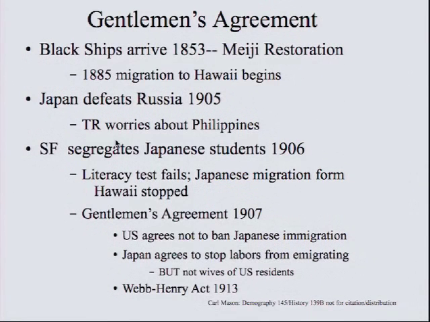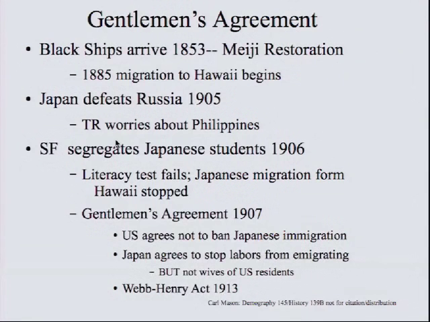The San Francisco School Board segregated Japanese students, and that triggered the failure of the literacy test and the provision to ban the Japanese migration from Hawaii, along with the Gentlemen's Agreement. What's crucial about the Gentlemen's Agreement was that it was not a treaty. It was simply a deal worked out between Roosevelt and the Japanese government at the time in which the U.S. agreed not to ban Japanese immigration, and Japan agreed to stop laborers from immigrating.